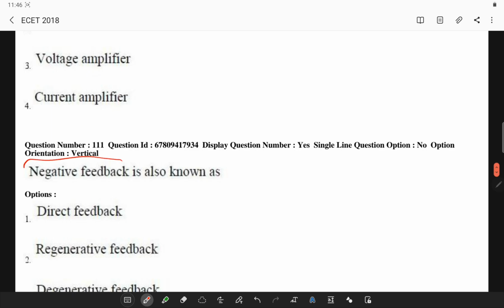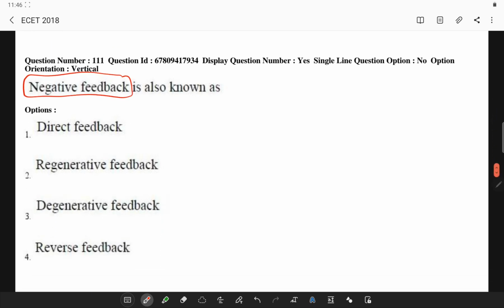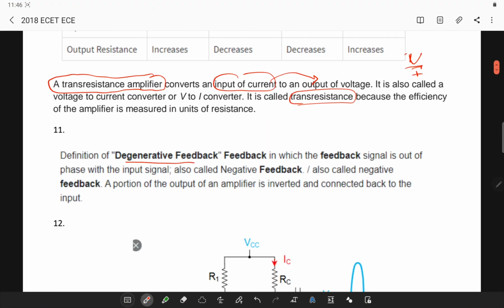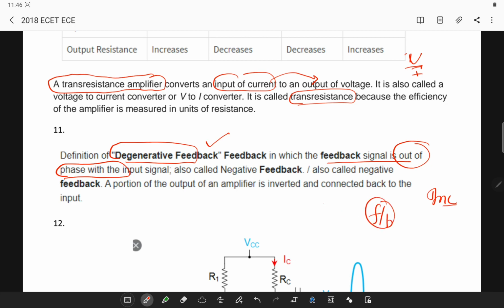Next, what is the other name of negative feedback? Another name is degenerative feedback, because the feedback signal is out of phase with the input signal. If both are in the same phase, it will be increasing, but negative feedback will reduce some part of the input, therefore it is called degenerative feedback. The portion of the output of an amplifier is inverted. Here you have to remember, I'm saying inverted.